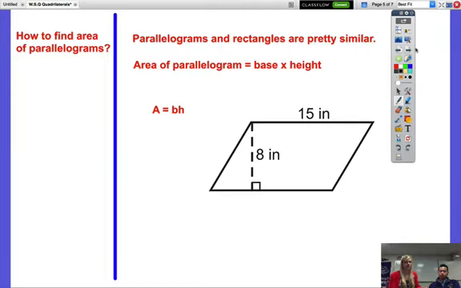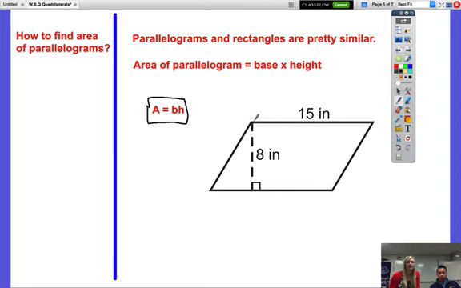Okay. So how to find the area of parallelograms. It's actually very nice because it's extremely similar or exactly the same as a rectangle. So parallelograms and rectangles are pretty similar. The area of the parallelogram is base times height.